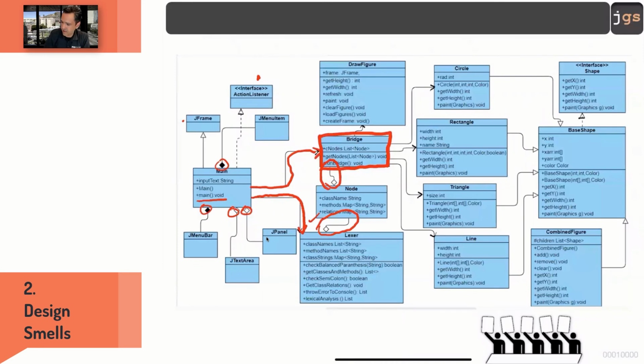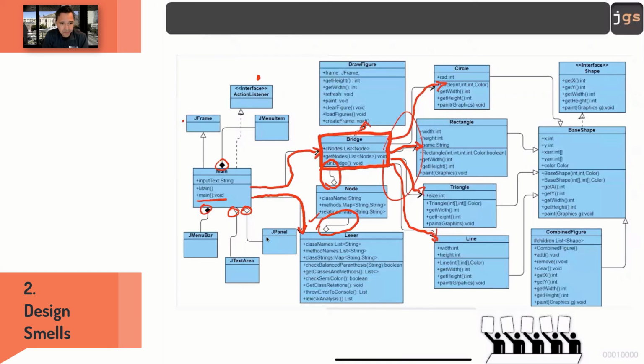Bridge is drawing a figure. Bridge has a connection with circle. Bridge has a connection with rectangle. Bridge has a connection with triangle. Bridge has a connection with line. Do you think that you can replace all these connections with something else?